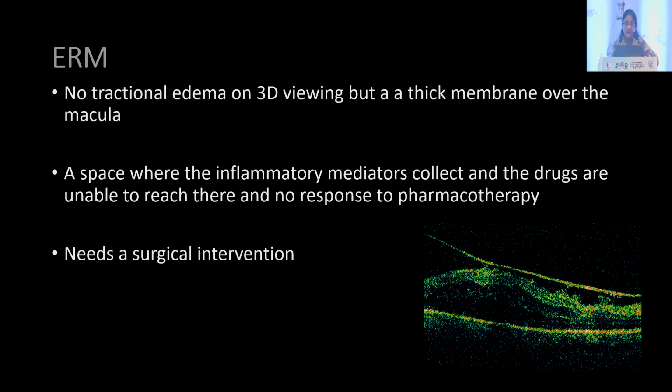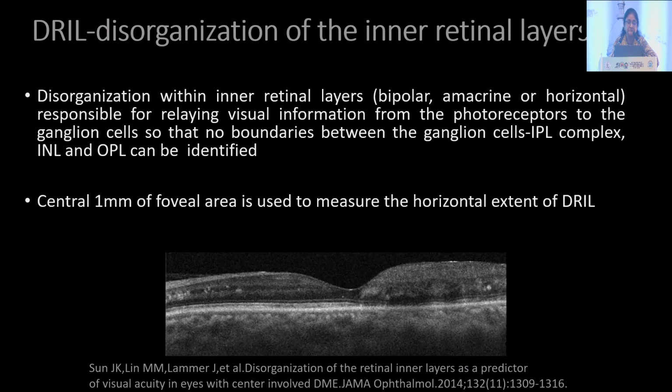So here we have a thick posterior hyaloid face, which is causing a traction on the posterior pole of the retina. And here, whatever agent you may try as an intravitreal injection, it's unlikely to have a benefit because all the inflammatory mediators tend to collect in between the posterior hyaloid and the retina, where any pharmacotherapy is unable to really penetrate. And these are the patients who would ultimately require a surgical intervention.